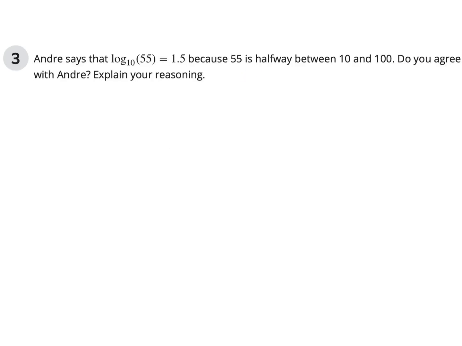Andre says that log of 55 is 1.5 because 55 is halfway between 10 and 100. Do you agree with Andre? Explain your reasoning. I don't know. Let's calculate the log and see what it is. This log is 1.7404. It's actually 1.7403 with more digits, but I rounded. So it is not 1.5. So no, I do not agree with Andre.